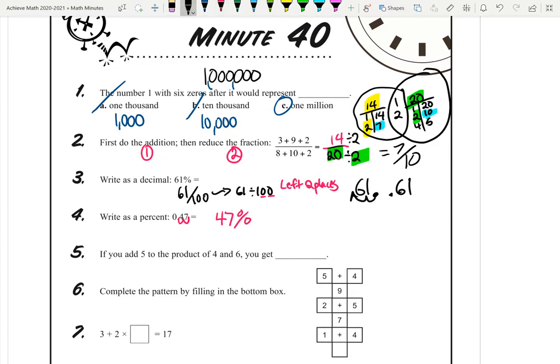Number 5. If you added 5 to the product of 4 and 6, you get blank. So the key to understanding this is to know what the product means. The product of 4 and 6 means the answer to a multiplication problem with 4 and 6. Well, that's 24. If you add 5 to the product of 24, I get a problem. 24 plus 5 is going to be 29.